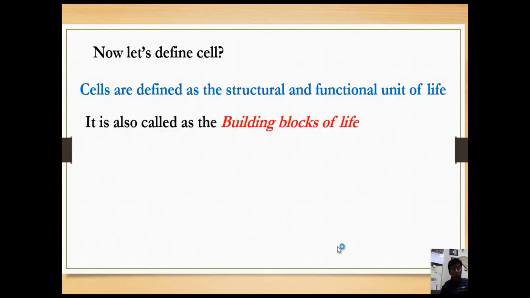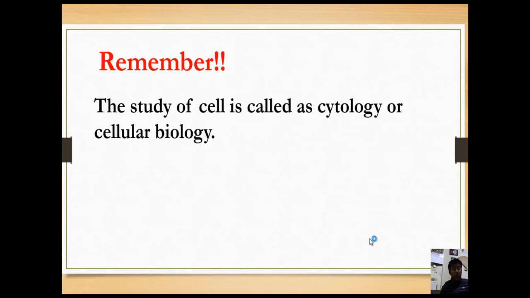Cells can also be defined as the building blocks of life because any organism is made up of millions of cells. A group of cells makes tissue, a group of tissues makes an organ, a group of organs makes an organ system, and a group of organ systems makes an organism. Since cell is the simplest form of life, it's called the building block of life. Now remember, the study of cell is called cytology or cell biology or cellular biology.